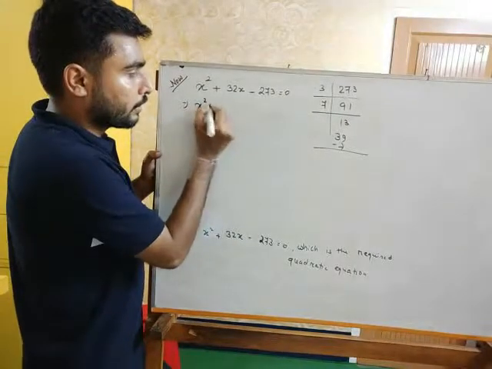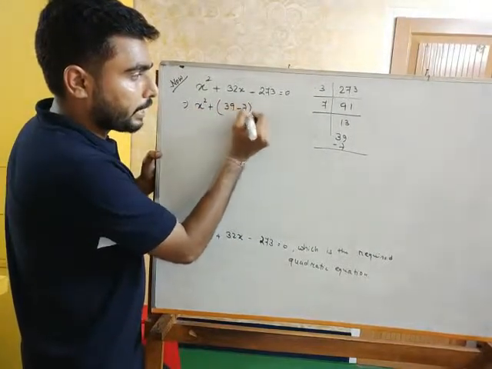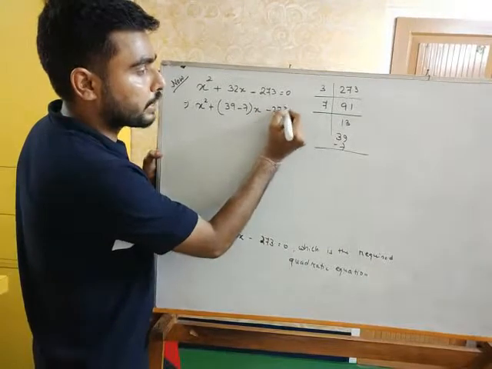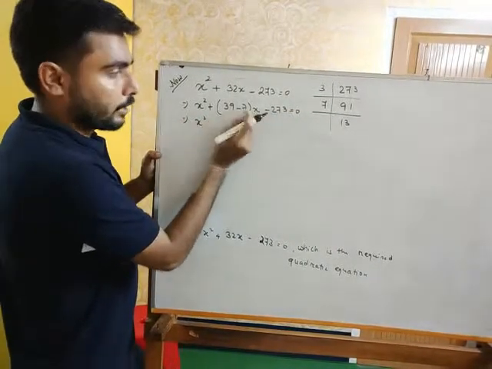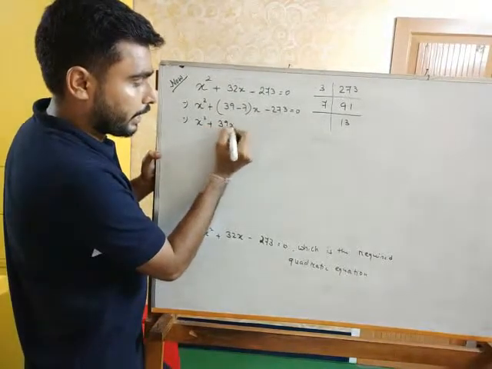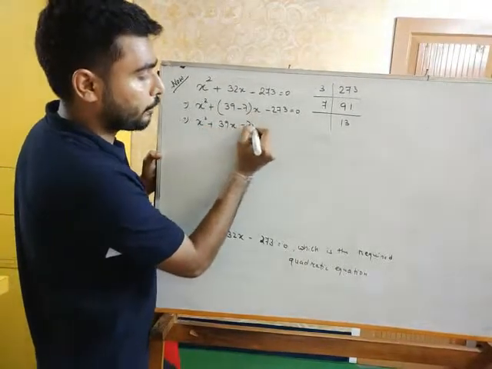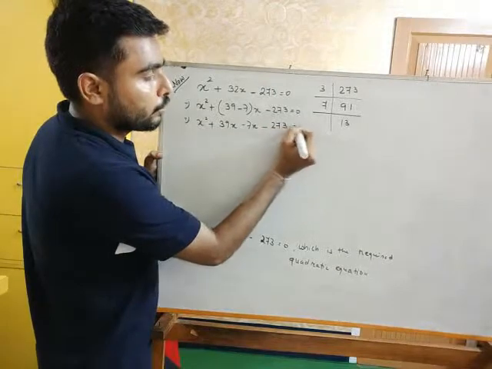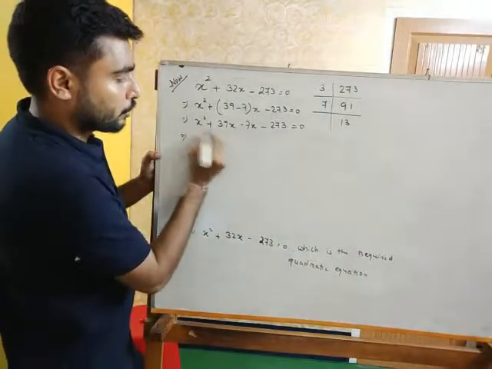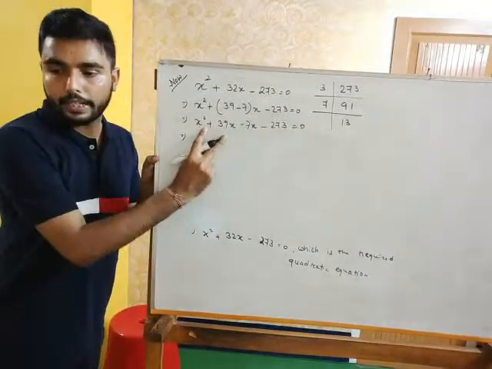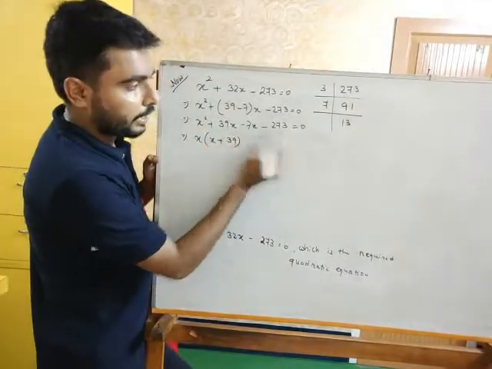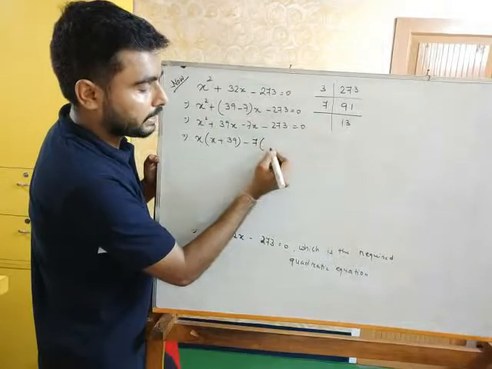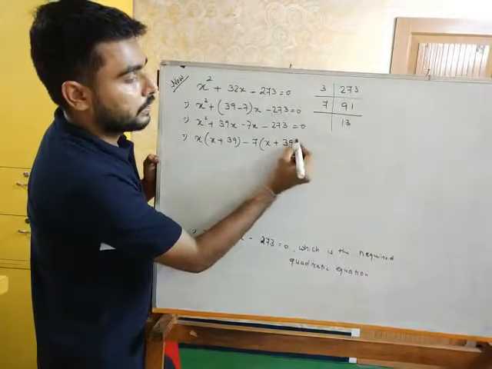So we got it. So we will write (39 minus 7) multiplied by x minus 273 is equal to 0. So now the term has been split. It will become 39 into x, 39x, minus 7 into x, minus 7x, minus 273 is equal to 0. So now from the first two terms I can take only x as common, so it will be x plus 39. From the second two terms I can take minus 7 as common, x plus 39.